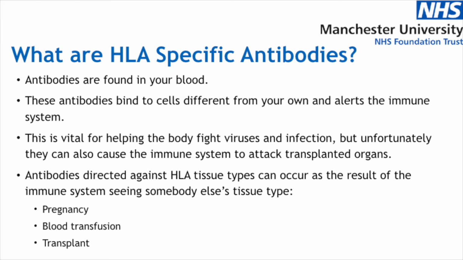So you get HLA-specific antibodies by your immune system seeing somebody else's HLA type. And that can only happen in three ways. It can happen through pregnancy. So when mum is pregnant, the dad part of baby is what your immune system will recognise. If you have a previous transplant, then it will also recognise that as being foreign, and you can produce antibodies. Or if you have blood transfusions, you may produce antibodies. And the more pregnancies, blood transfusions and transplants you have, the more likely you are to produce antibodies, and the more antibodies you're likely to produce.